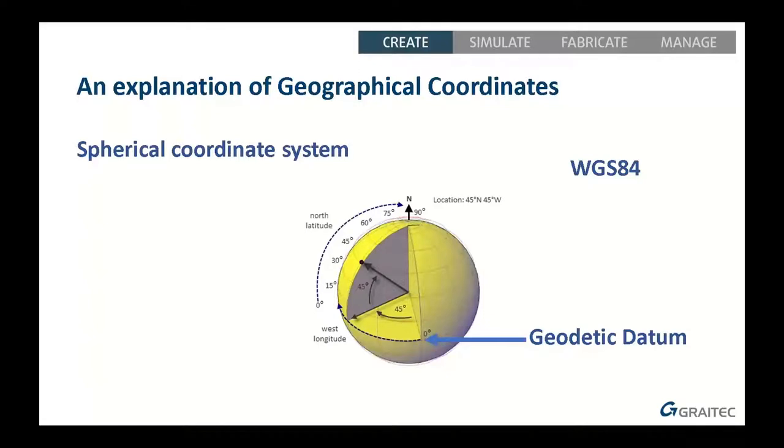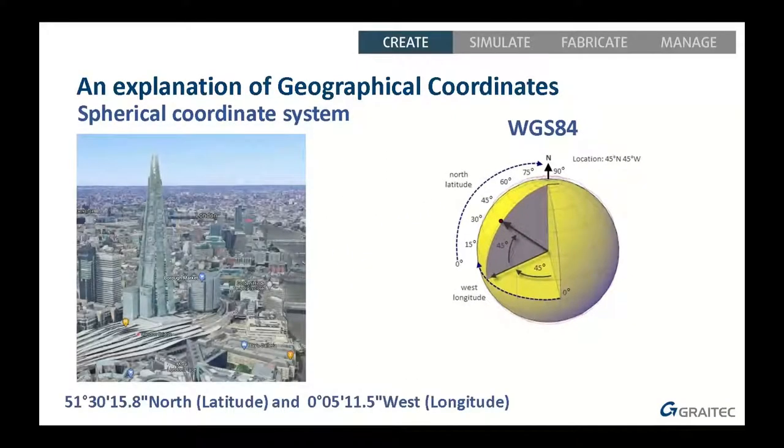Now, WGS 84 uses a geodetic datum around the equator and a vertical line called the prime meridian, north to south. The coordinates are measured in latitude, north to south, and longitude, east to west. So the position of the Shard in London can be described as 51 degrees 30 minutes, 15.8 seconds north, that's the latitude, and 0 degrees 5 minutes, 11.5 seconds west, longitude. Sometimes these are converted to decimal degrees, so the Shard's position can also be 51.5 north and 0.08 west.